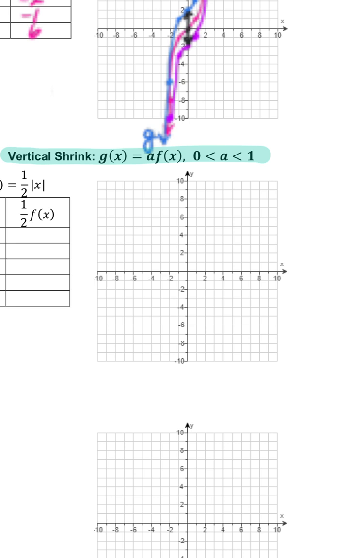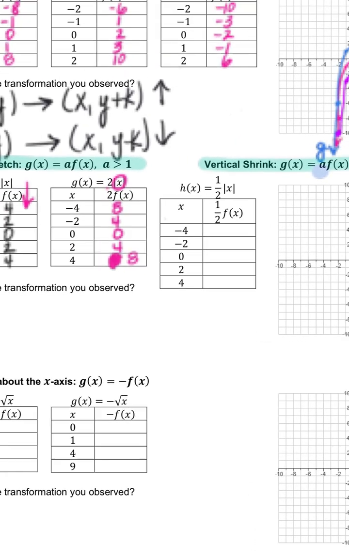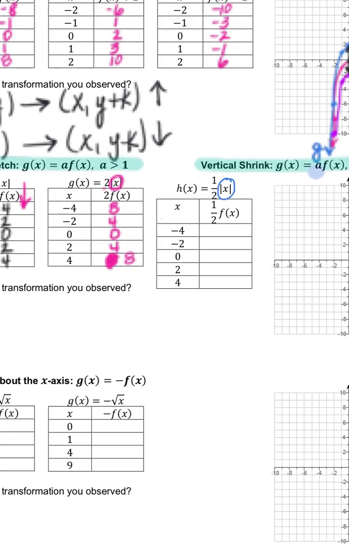This is where you take the function and you're still multiplying by a, except this time a is less than 1, but has to be greater than 0. So now we're going to take those same values and we're going to take half of them. So half of 4 is 2. Half of 2 is 1.